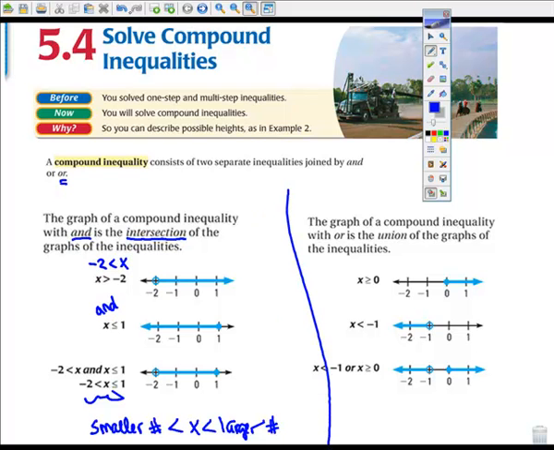And then we have the or. The graph of a compound inequality with or is called the union. They are not going to come together. This is true or that is true, not both of them.